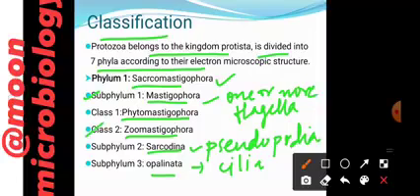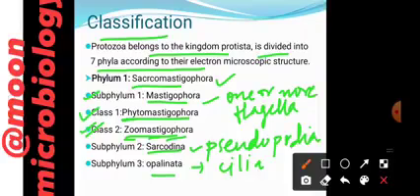And the second one is Zoomastigophora. The word zoo means animal, mastix means whip, and phora means bearing. So, as the name suggests, in Zoomastigophora the chloroplast is absent, whereas in Phytomastigophora, where phyto means plant itself, the chloroplast is present.